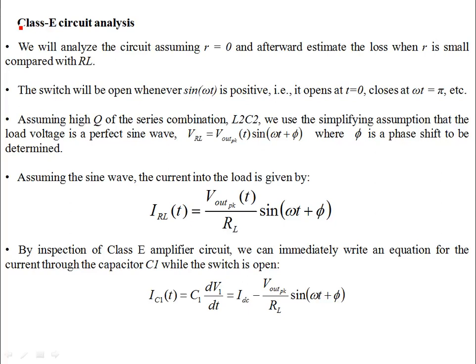Let's start the analysis of the class E circuit that we have seen before. We have discussed the operation of the class E amplifier. To describe the analysis analytically in terms of the nodal equations, we will assume that the switching resistance of the JFET is zero. Okay, it's not small, but it is zero. Afterwards, for the estimation of efficiency, we can assume that for low loss R is small as compared to the load resistance. So for now, let's keep R equal to zero.